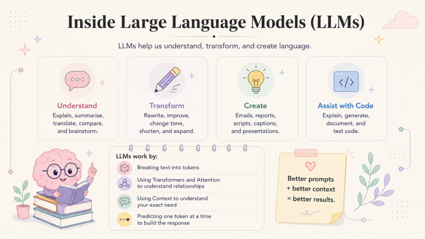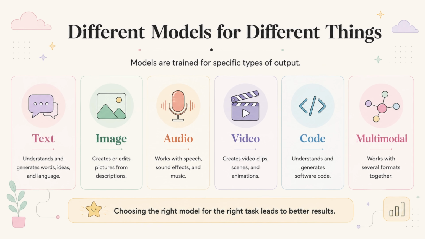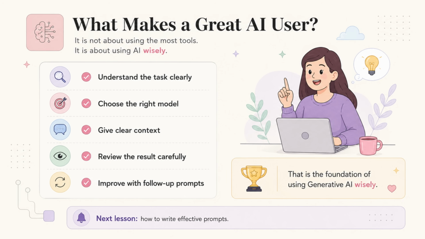Modern language models often use transformers and attention to interpret relationships within your input. They use the information available inside their context window to create a relevant response. You guide the model through prompts. A strong prompt gives the model a clear task, useful context, an intended audience, an output format, and necessary limitations. Different models are designed for text, images, audio, video, code, or multiple formats together. But every AI generated result still needs human direction and review.